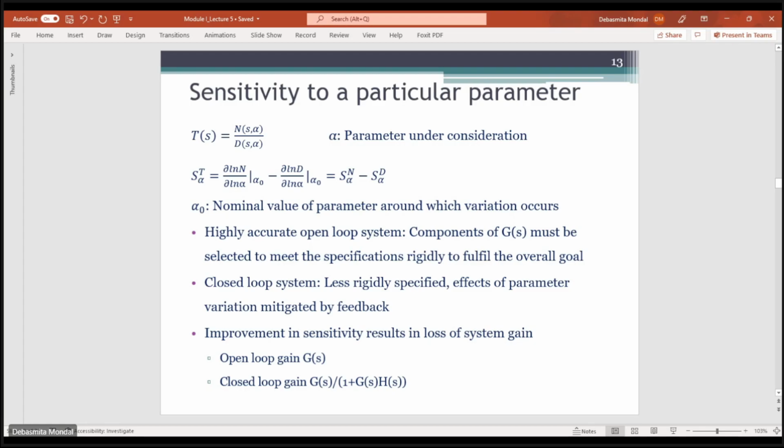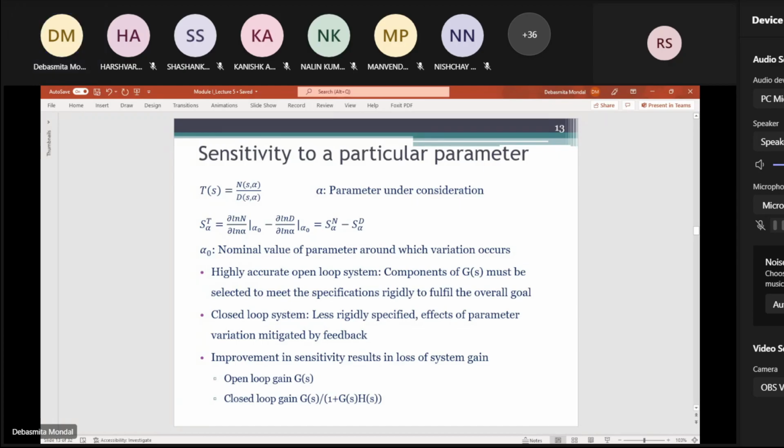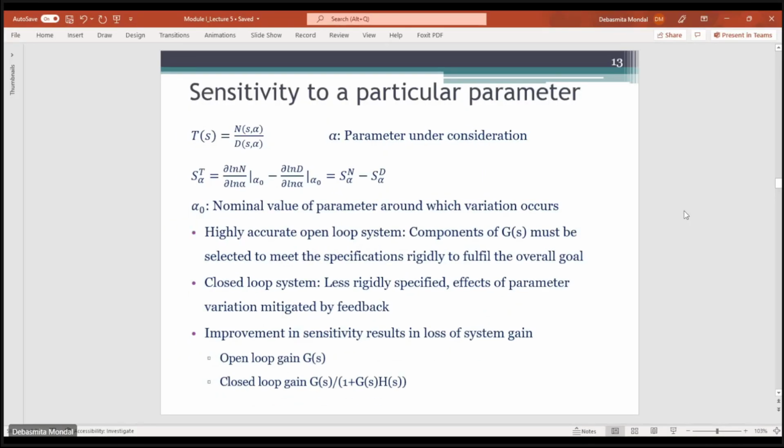So that means the output is becoming less sensitive to any kind of unintended variations in the system. But the moment you use a closed loop system, there is a trade-off. The trade-off comes from the loss in the system gain. With an open loop system, the gain is only G, but with a closed loop system, the gain gets reduced by a factor of 1 plus GH. So the improvement in sensitivity results in a loss of the overall system gain. This is one of the disadvantages of using a feedback mechanism.